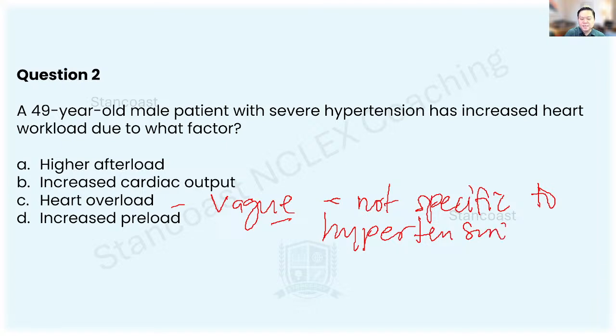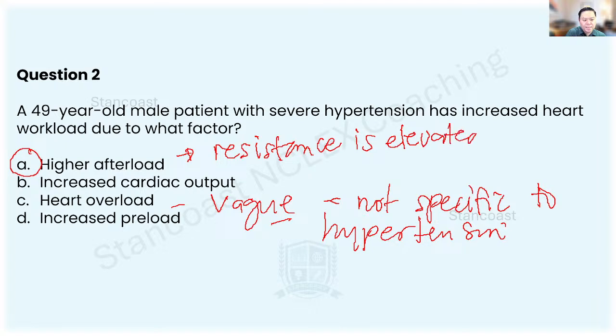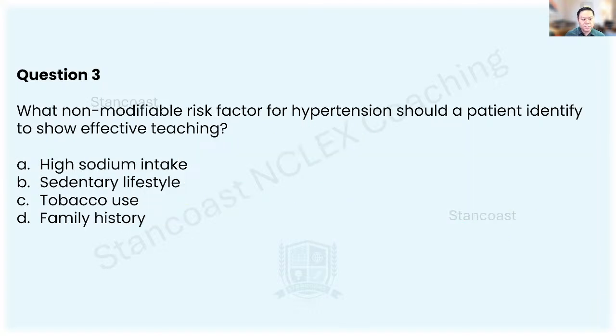All right, so our selection here is letter A. Higher afterload, wherein there is higher resistance, is elevated in the circulation. I hope that you're able to get the rationale. Let's take a look into the next item.